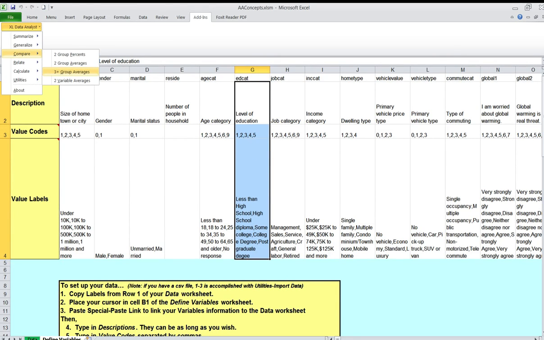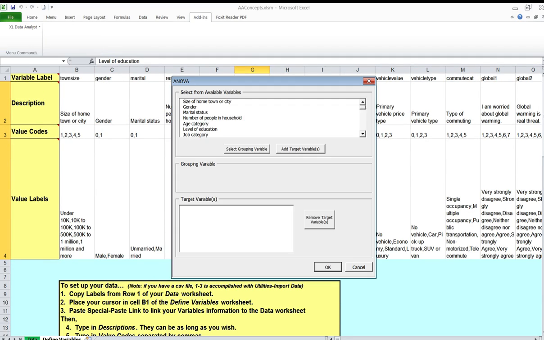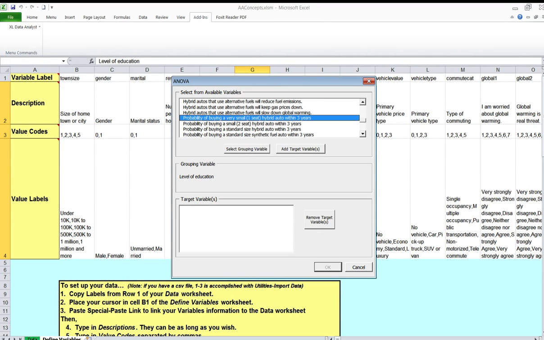So to compare the probability to buy the smallest car across the 5 different levels of education, we click 3+ group averages, select level of education as a grouping variable, and select the probability to buy the one-seater, the smallest car.